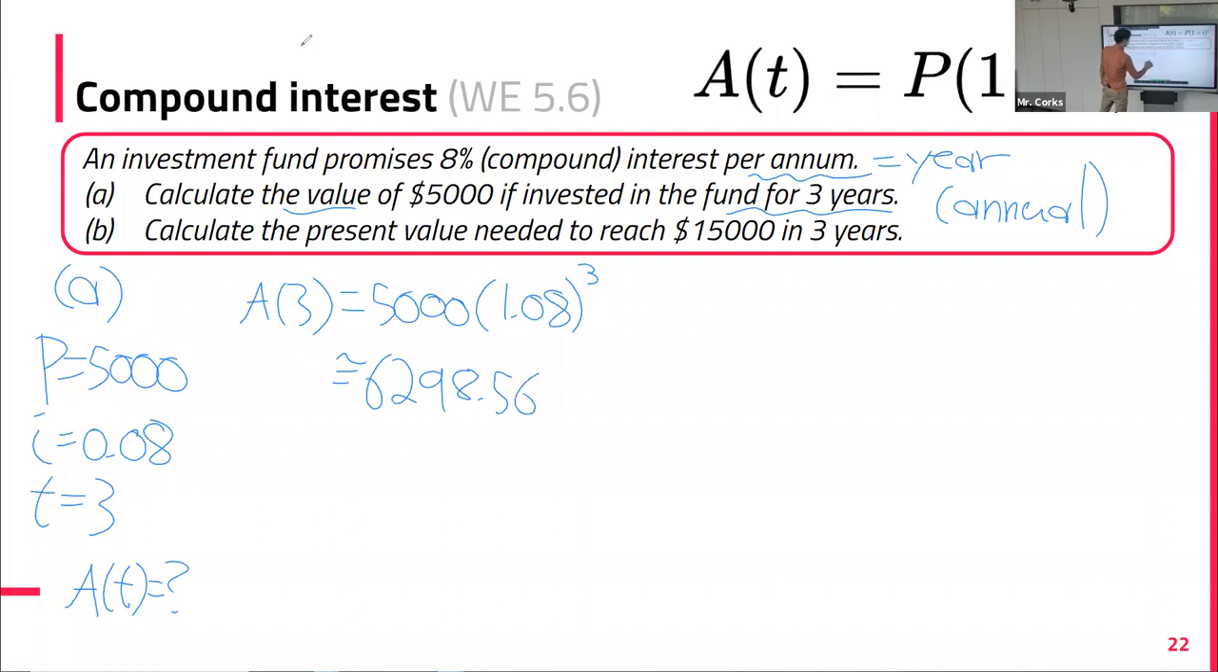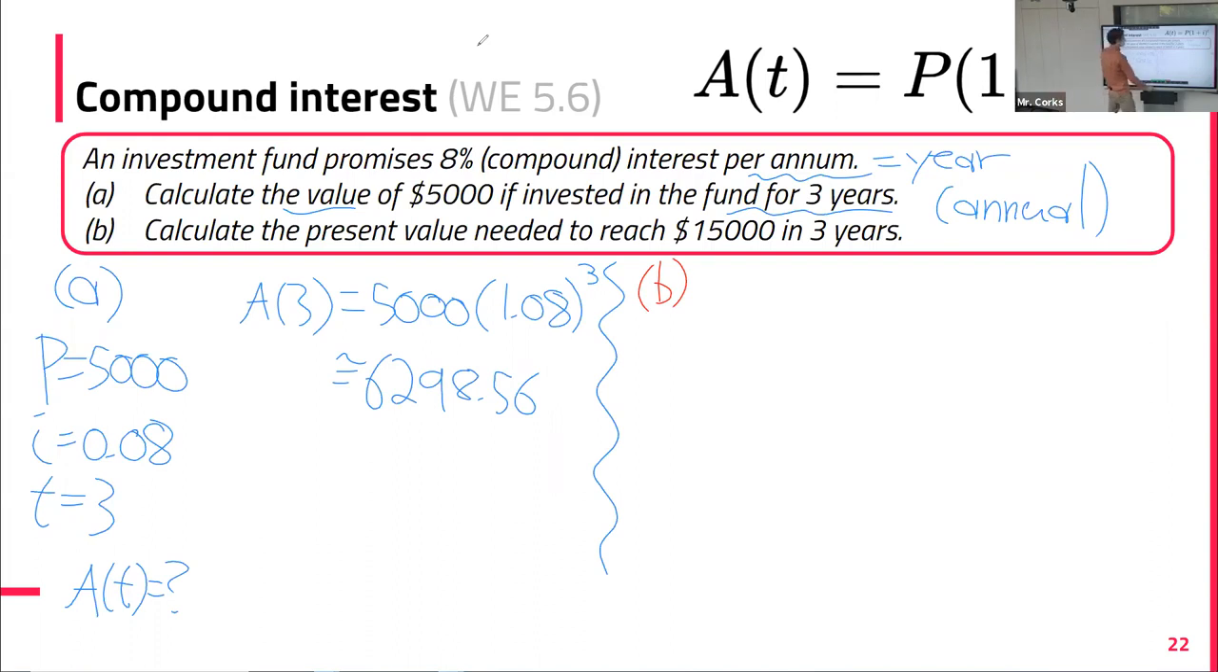Okay. So about this much. So about 6,300 here. All right. The other part of this. For part B, what are we being asked to find?